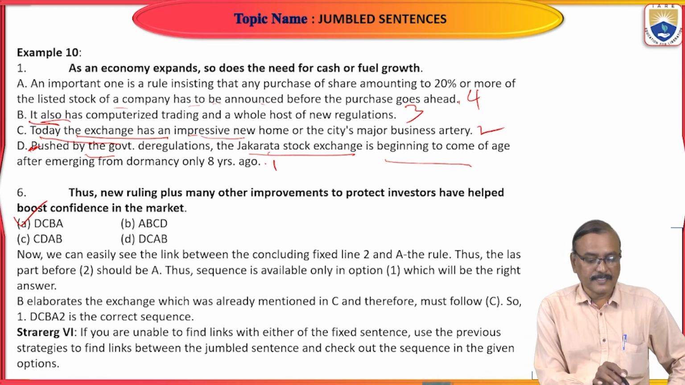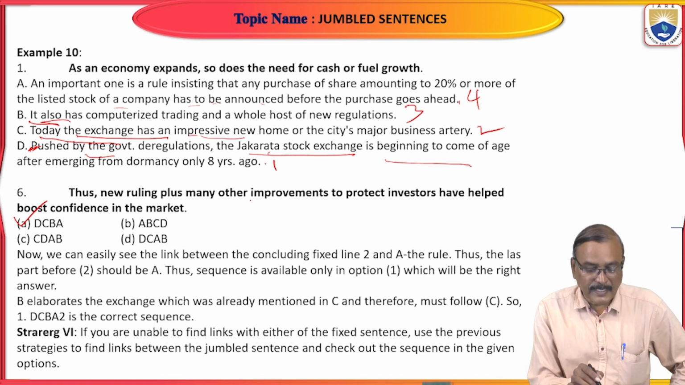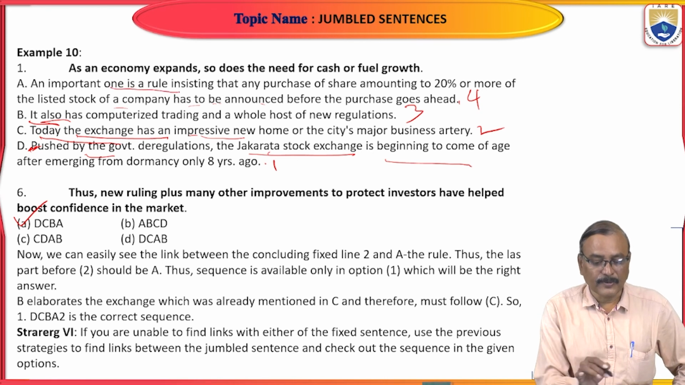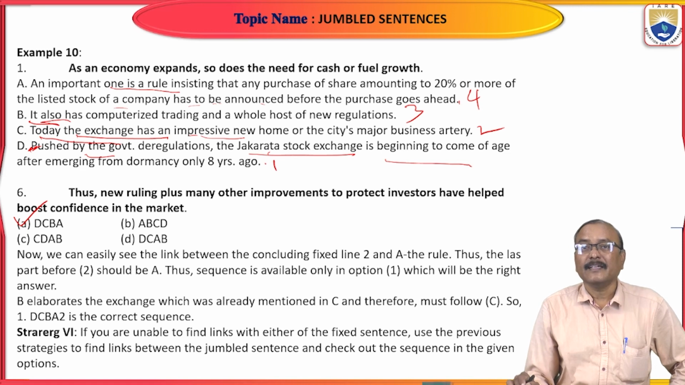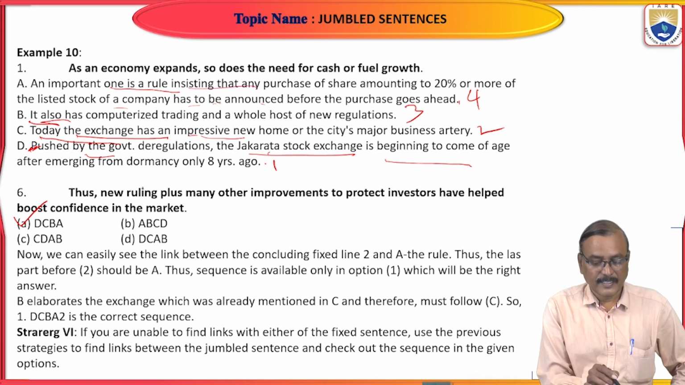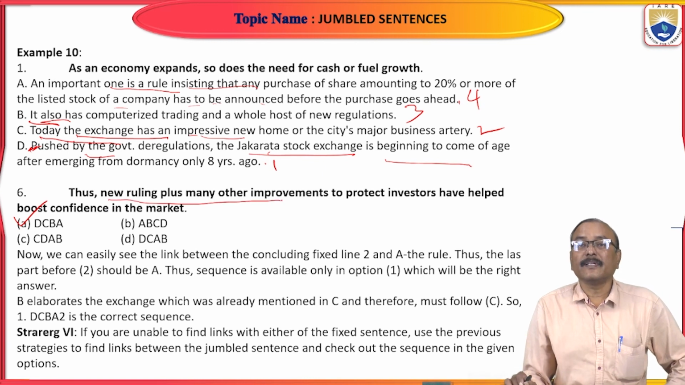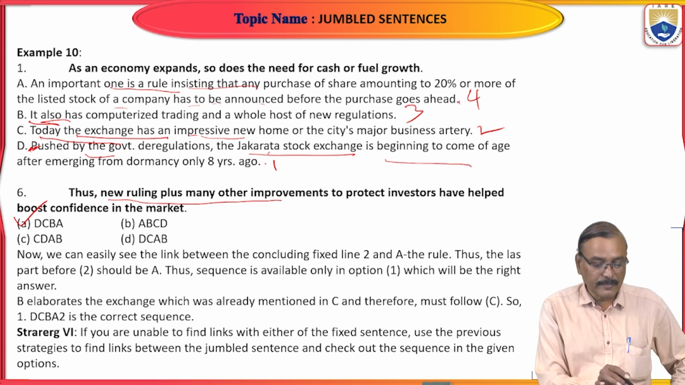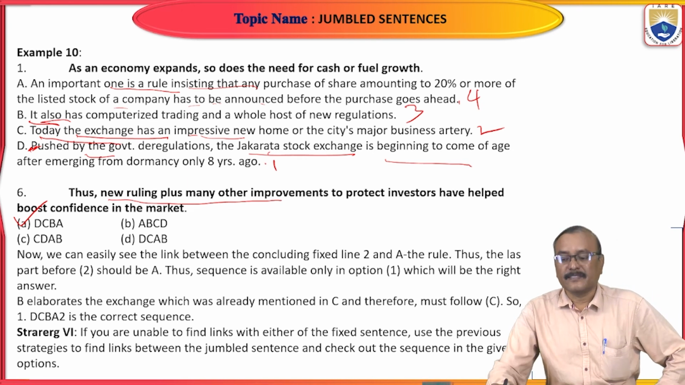And then the last sentence is the new ruling plus many other improvements. Here, an important one is a rule insisting that, and this is followed by this last sentence. The new ruling plus many other improvements to protect investors have helped boost confidence in the market. Is it clear? Right. These are the examples here.